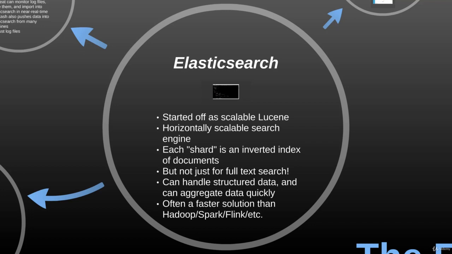And what's really cool is that it's often a much faster solution than things like Hadoop or Spark or Flink. They're actually building new things into Elasticsearch all the time, like graph visualization and machine learning, that make Elasticsearch a competitor for things like Hadoop and Spark and Flink, only it can give you an answer in milliseconds instead of in hours. So for the right sorts of use cases, Elasticsearch can be a very powerful tool and not just for search.